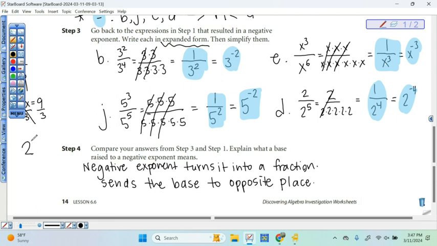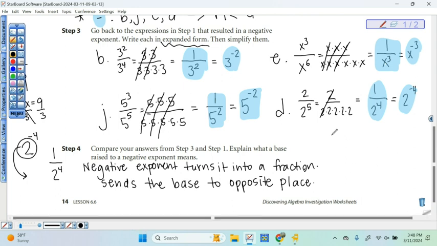So when I take 2 and I raise it to the negative 4, like I did here, it takes the base and sends it to the opposite place. It moves it from the numerator down to the denominator. The exponent stays the same, it just changes from negative to positive.